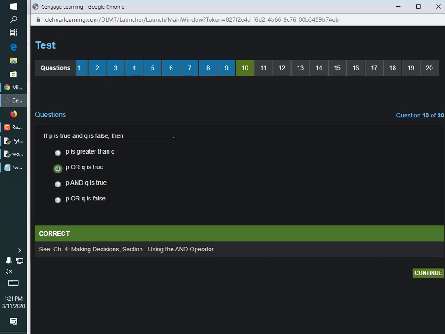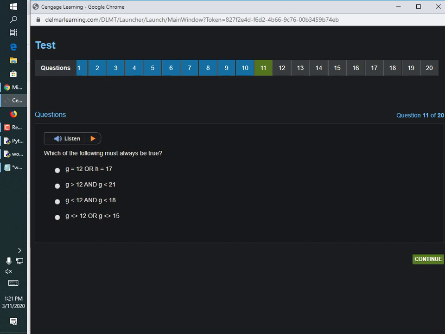Which of the following must always be true? Another one of those trivial expressions. G equals 12 or H equals 17? No. That doesn't have to be true. There's no reason for it to have to be true. G is greater than 12 and G less than 21? No, that's just doing a range check to make sure that it falls between those two values.